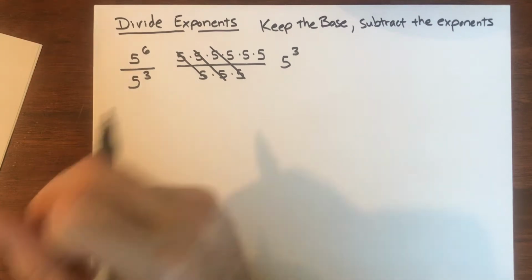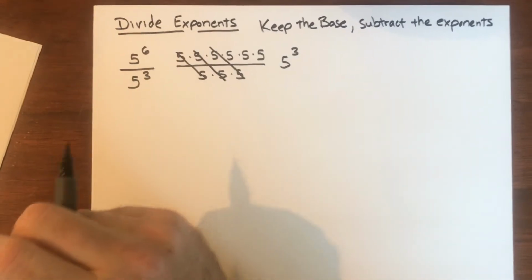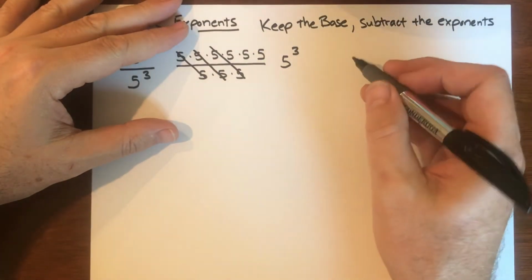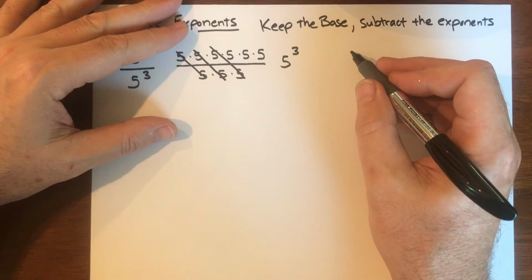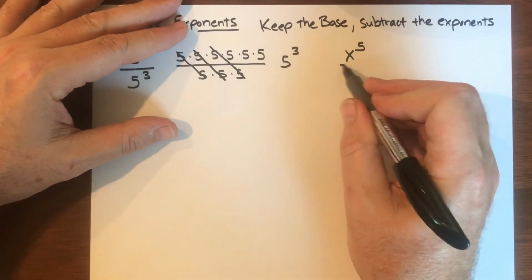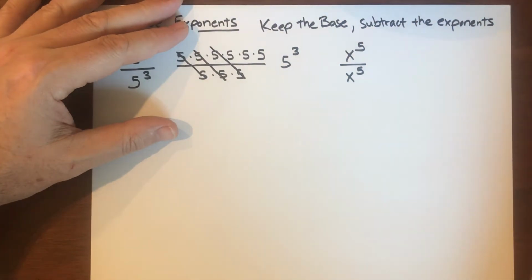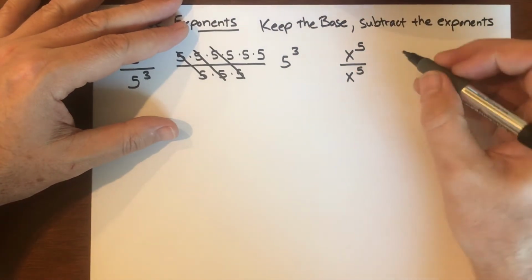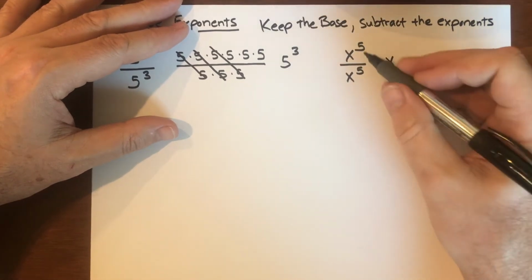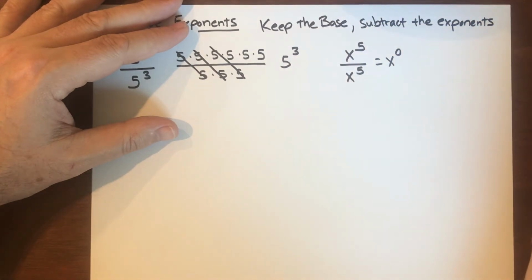Here is the proof that anything to the power of 0 is 1. I had you wait all the way till this lesson. Here we go. I have x to the power of 5 over x to the power of 5. Let's follow the rule. Keep that base. It's x, right? Subtract the exponents. What's 5 minus 5? It's 0.